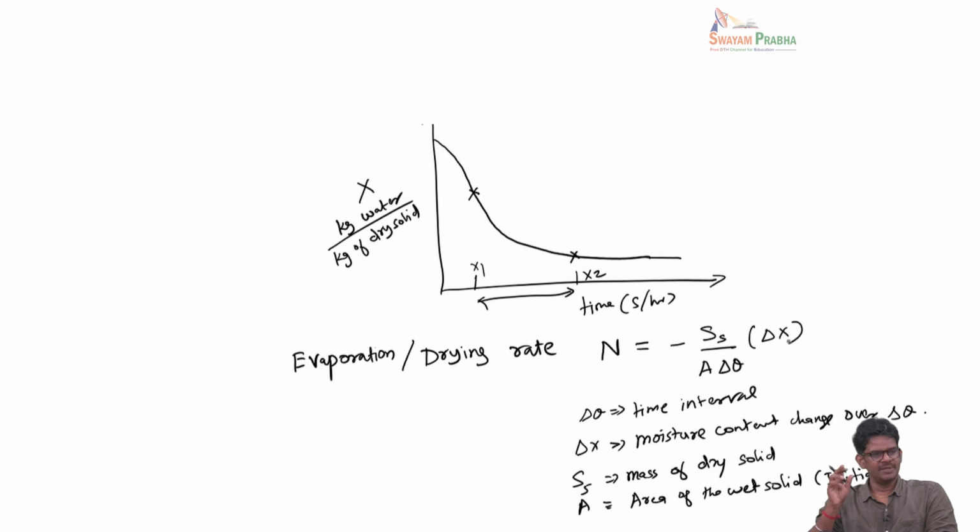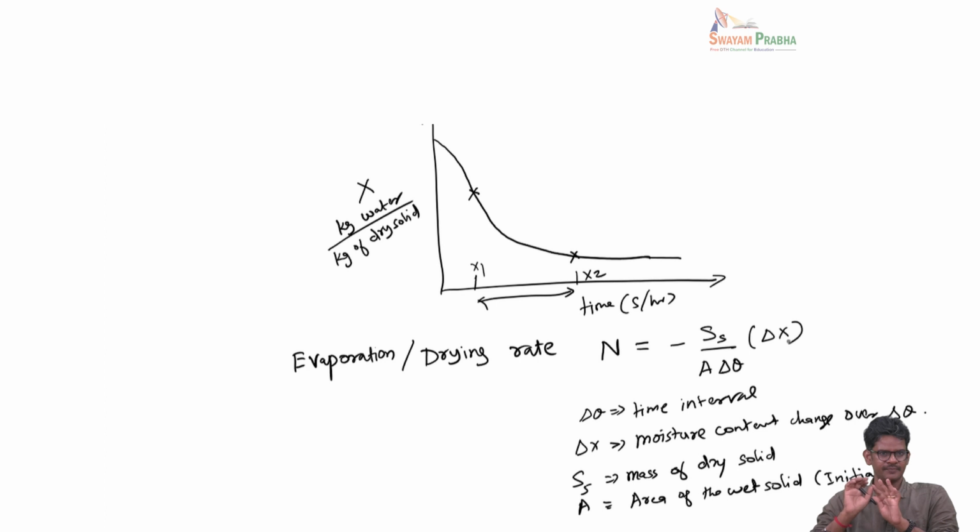Why I have to multiply by S is that delta x is defined per unit mass of dry solid. If I know the total mass of the dry solid, S times delta x tells me the total quantity of water evaporated over a period of time delta theta, and then per unit area also, because we want to talk about rate in terms of per unit area fluxes. Okay, so this is a mass transfer flux. So kilogram of water evaporated per unit time and per unit area, that is the definition of flux.